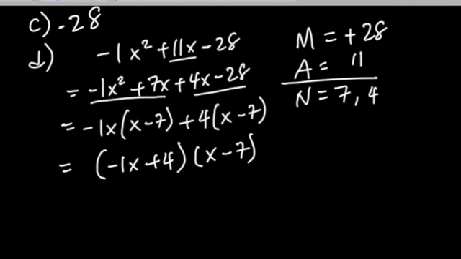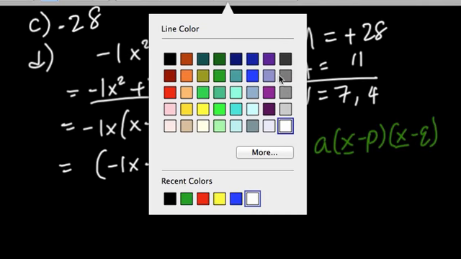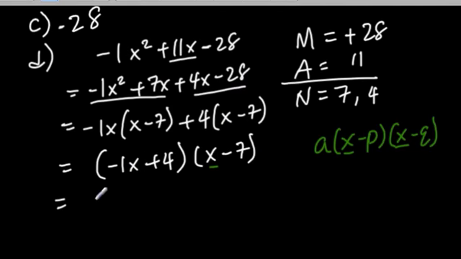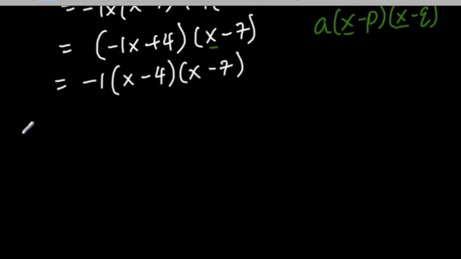Now, if you observe, what we want is x minus p, x minus q. So in other words, we want these x's to be positive. Over here the x is positive, but over here it's not. So we must factor something out again, and what we're going to factor out in this case is the negative 1. If we factor out negative 1 here, we get x minus 4, and it's going to be x minus 7. And this is the factored form that we are looking for.